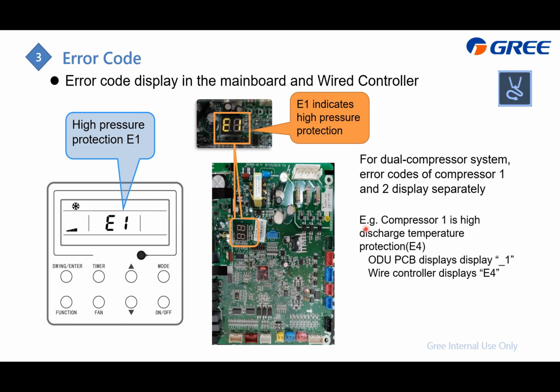So, for example, if compressor 1 has high discharge temperature protection, the error code is E4. On the outdoor unit PCB, which is here, it will display this -1, and on the wire controller, it will display E4. Then you will know that compressor number 1 has the E4 error.